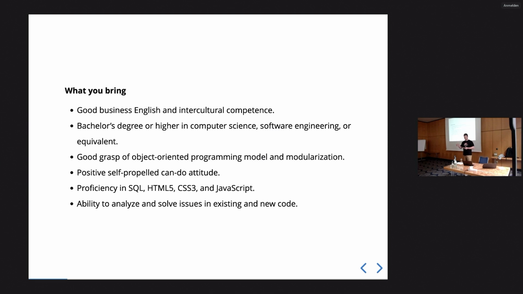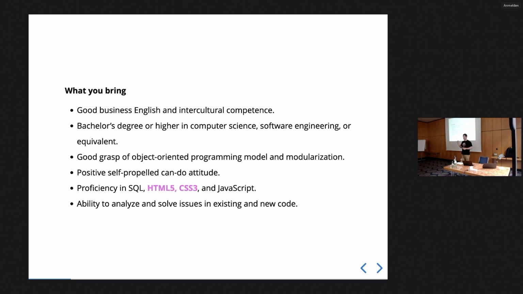Good grasp of object-oriented programming, modules and modularization. I have that, perfect. Positive, self-reliant, can-do attitude. Proficiency in SQL, HTML5, CSS3, and JavaScript, ability to analyze and solve issues in existing and new code. Okay, all of you know why you're here, so the problem here is obvious. HTML5 and CSS3, this is a recent job offer. What does this even mean?